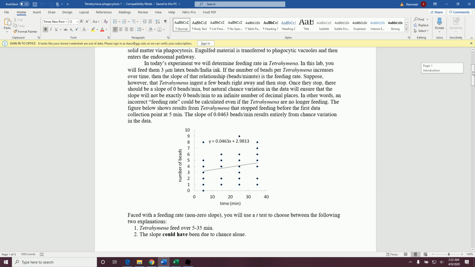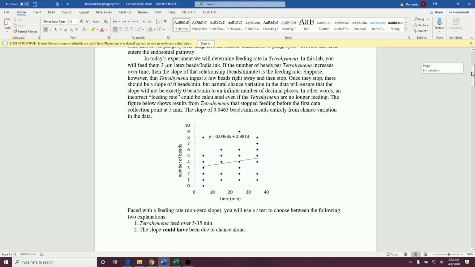So it is a very simple methodology. You mix the Tetrahymena and the India ink, and then you take them on the slide. On the slide you have a Lugol's reagent, which is basically iodine, and then you look under the microscope, and you do it for different time periods.